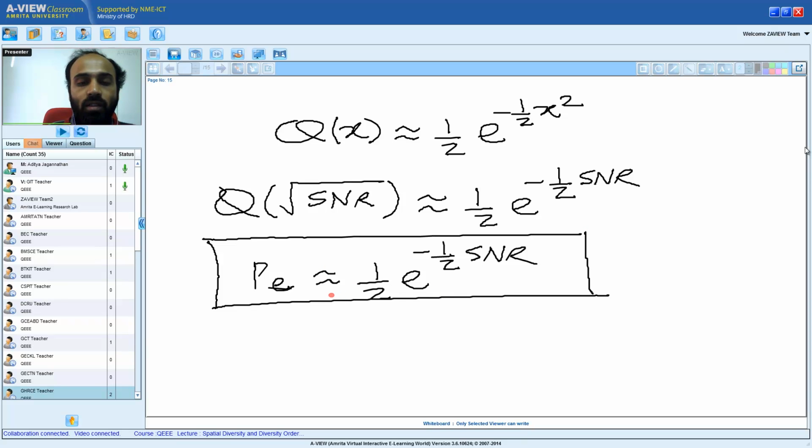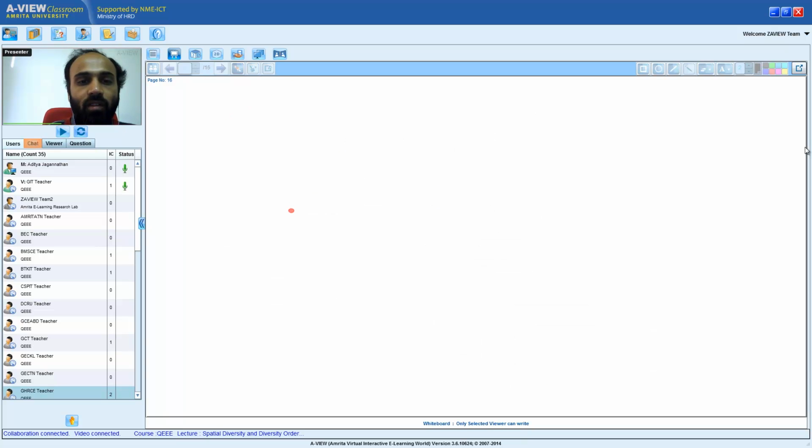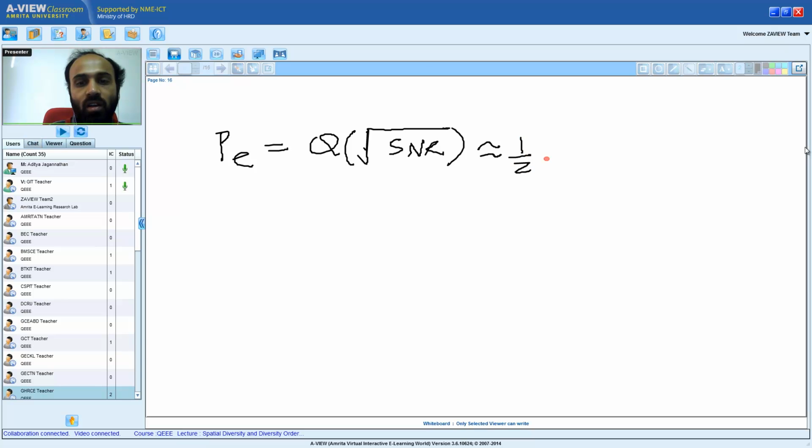This is another approximate expression. You can see that the error decreases exponentially with respect to SNR. So we have two different expressions: the probability of error equals Q of square root of SNR, which is approximately equal to half e raised to minus half SNR.